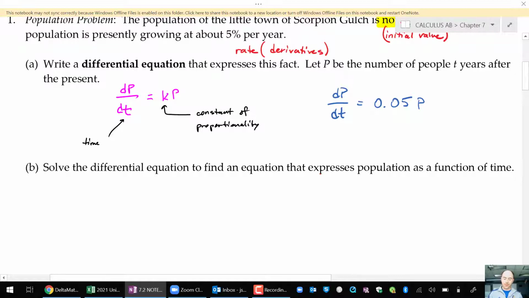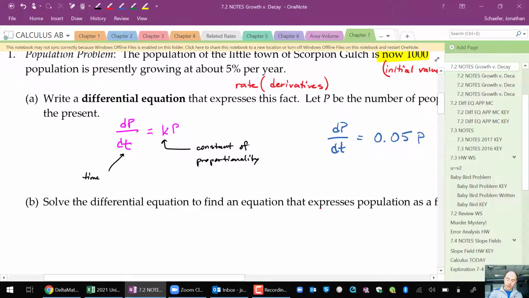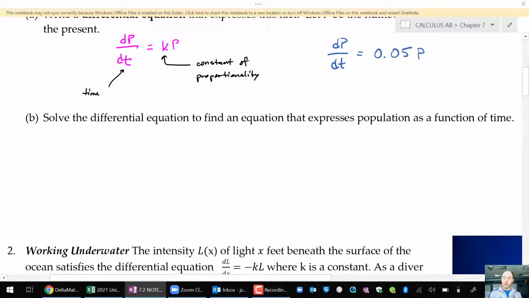Now, part B says to solve that differential equation to find what will be essentially the particular equation that will express the population as a function of time. So basically, part B is asking me for the particular solution of that diffy. Find capital P of t, P as a function of t, time. So here we go, dP/dt equals 0.05 times capital P.